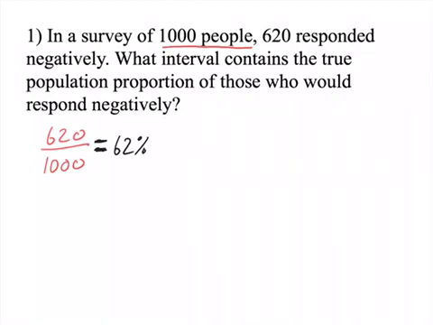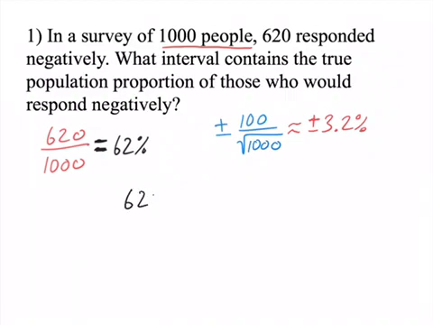Pretty big survey. Now we need to find the margin of error, so I'm going to do plus or minus 100 divided by the square root of the sample size, which is 1,000. When you do that with your calculator, you'll get plus or minus 3.2%. So what that means is your answer of 62 has a plus or minus of 3.2%. And that will be my interval for my true population, somewhere between there.